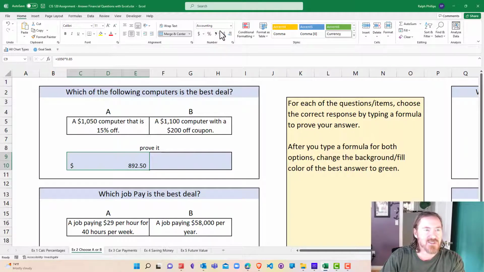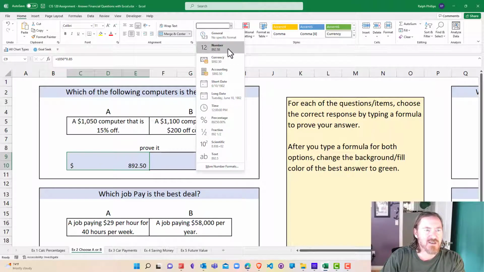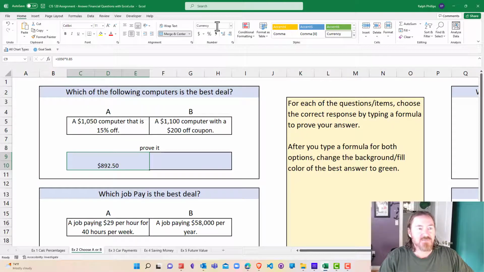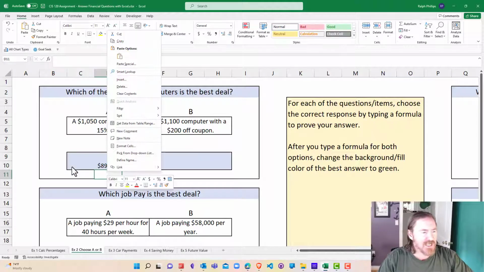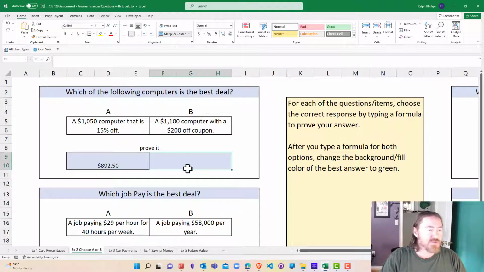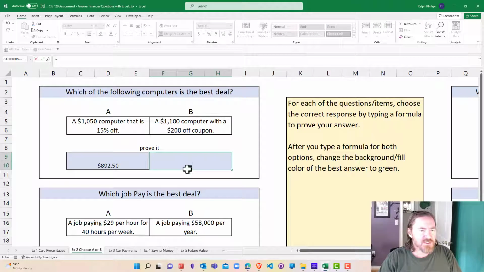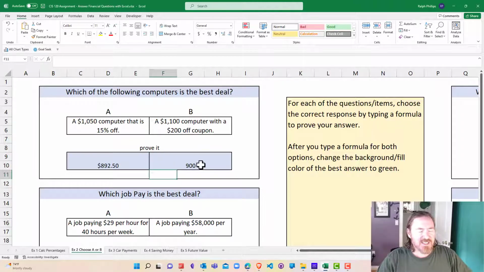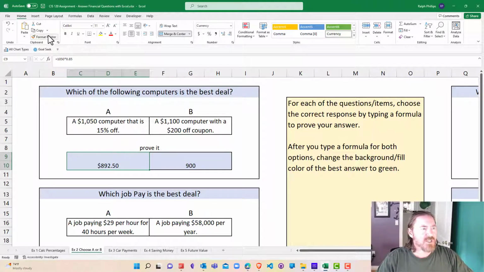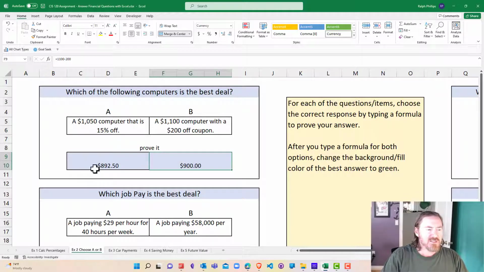I'm going to go ahead and convert that into currency. No, I will not do that. That takes it to accounting. There we go. I'll put it to currency. And that's going to give me the floating dollar sign as opposed to the fixed dollar sign. Now this one's going to be really easy. Equals 1100 minus, there we go, $200 off, and that's a $900 computer. And I'm going to go ahead and just do a format painter. There we go. So now we know that one computer, computer A, is $892.50. The other computer is $900. Therefore, computer A is the better one.